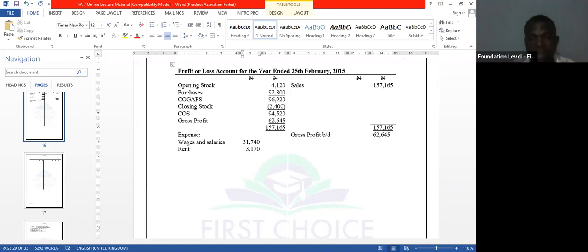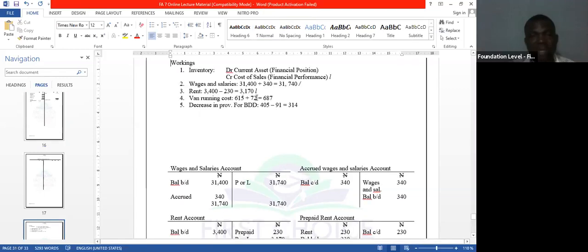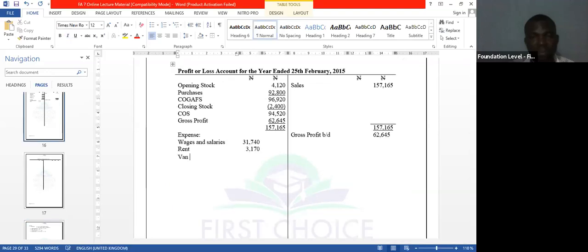So I'll go back again. What are the other expenses I've adjusted for? Van running cost. I've adjusted for that as well. So I'll put another slash there. That's once. It means I've used it once. So I'll come back here and put van running cost. What is the amount for van running cost? I'll put the figure to be 687. After that, I'll look at the additional information again. What else have I solved?